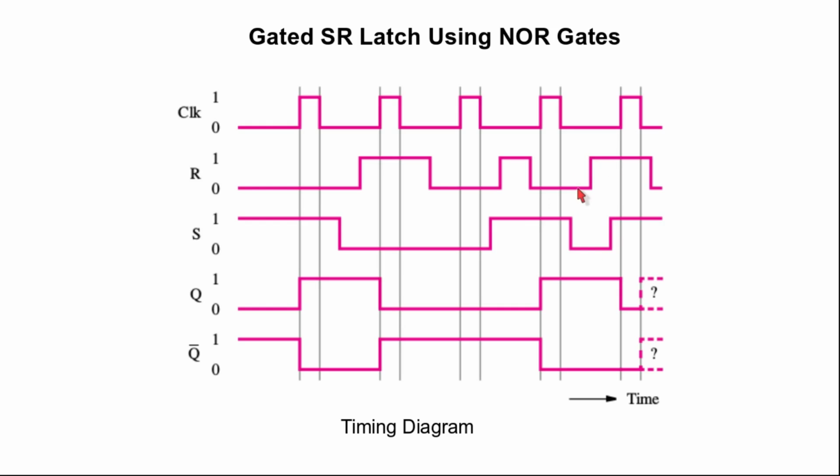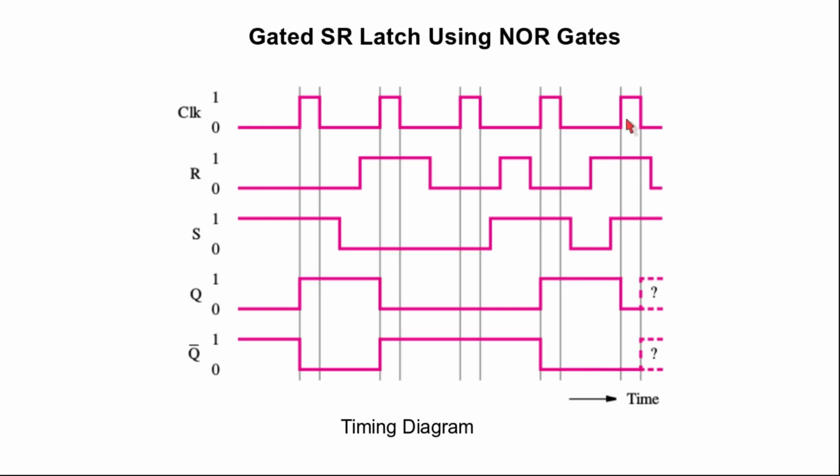No further changes will take place because clock is 0. Even if R and S change, there will be no change, and that's what we see, and there is no change in Q and Q prime.